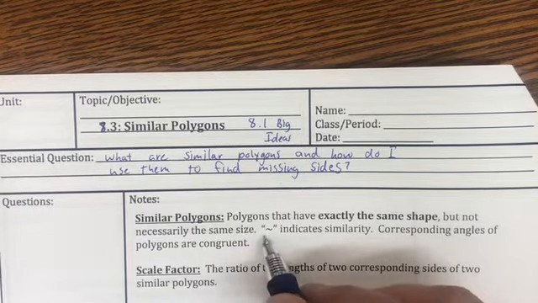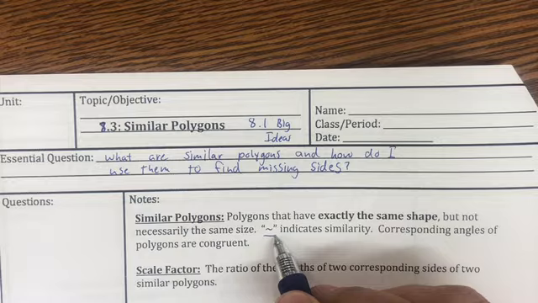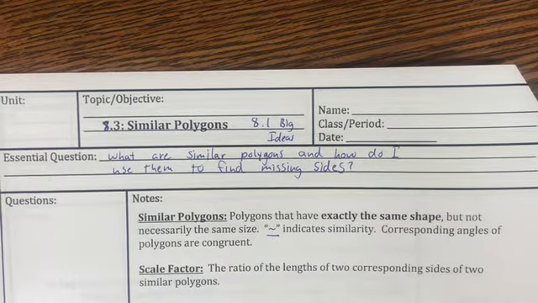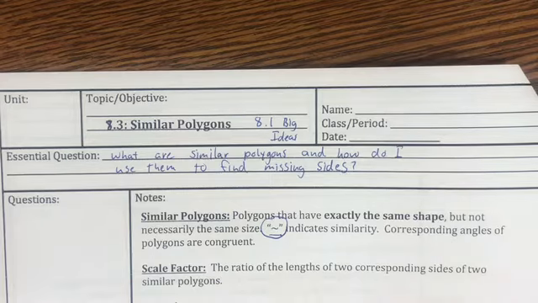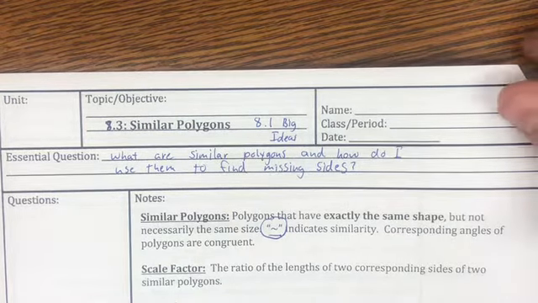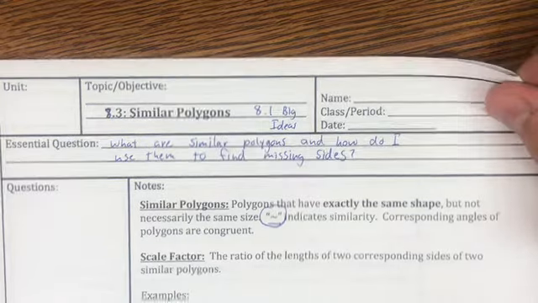This little squiggly mark indicates that they are similar. Okay, there's no equal sign underneath it. So this marking is what we'll see for similar figures. The corresponding angles are congruent. That's what makes them similar. One could be smaller, the other bigger.